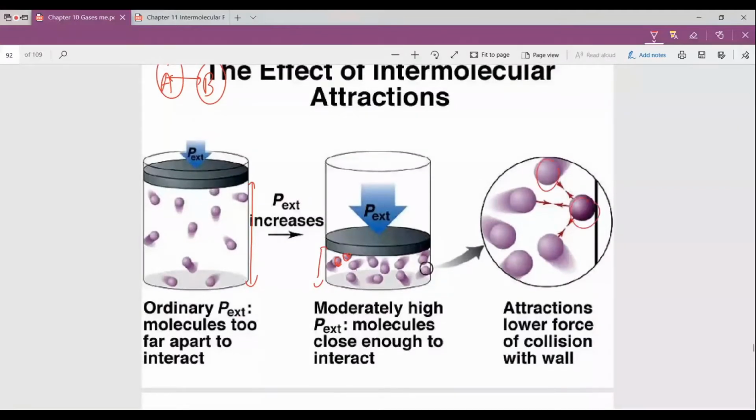If the attraction forces are stronger, does the pressure decrease? Attraction force stronger, what happens to pressure? Okay, if the attraction force is stronger, it means that pressure is higher. Okay, thank you.